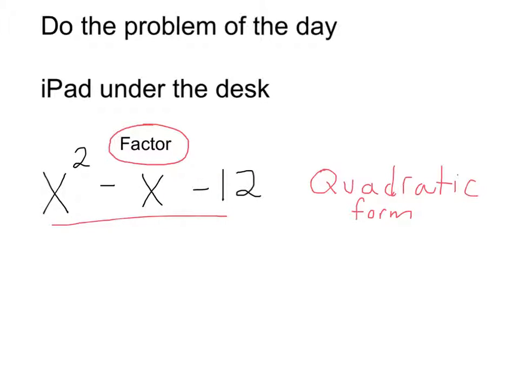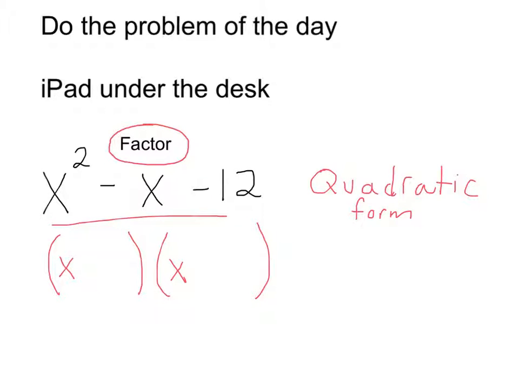And when you have something like that that's in that form, what does it generally factor out into? If it factors, what will it factor out into? Two what? Binomials. Okay, so here's one and here's the other. And now what you're looking for is what times what gives me x squared? X times x. So I'm going to put here x and x.